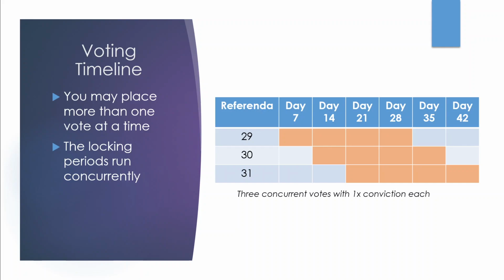As we can see in the table to the right, we have 3 referenda that we voted on, and the locks are running concurrently. Okay, so that's a bit of motivation for you to vote.